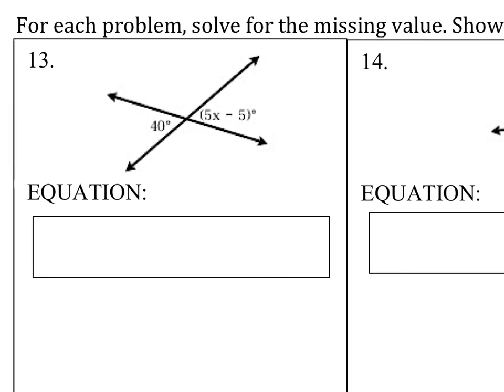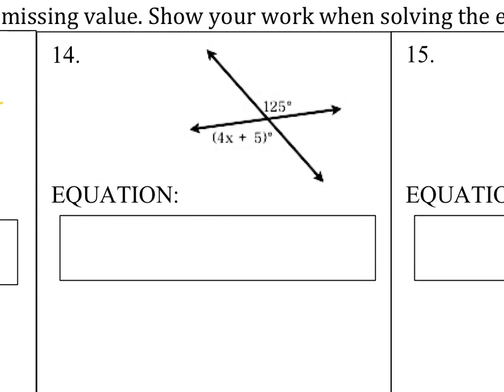Okay, let's continue on. What do we notice about these two angles here? They're not on the same line. There's no 90 degrees. There's no 180. They're vertical. Vertical angles are equal. So 5x minus 5 is going to be equal, this angle is going to be equal to that angle, 40.